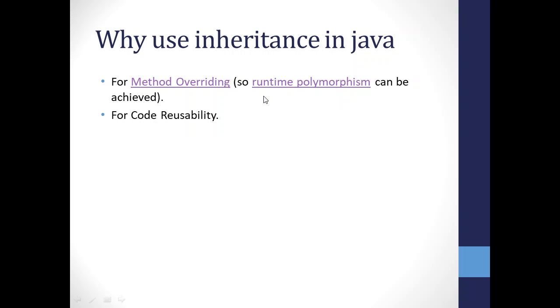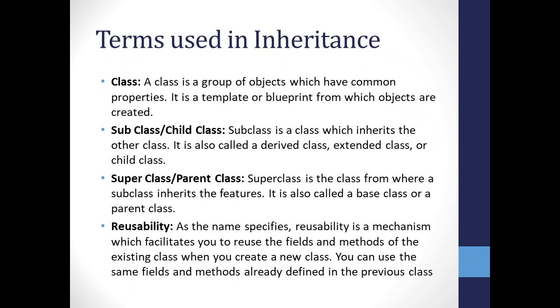For code reusability, why are we saying code reusability? The parent class code can be accessed by the child class. In this way, code reusability can be done. In terms of inheritance, we will use class, subclass, superclass. Here the class is a group of objects which have common properties, and it is also a template or blueprint from which objects are created.